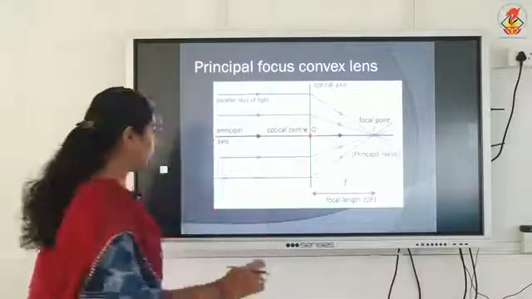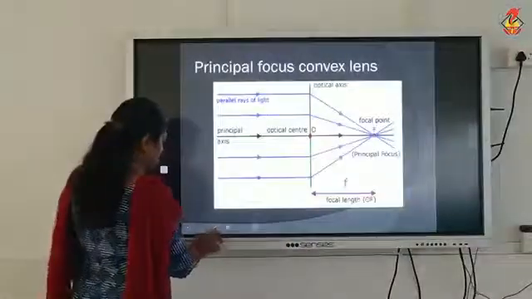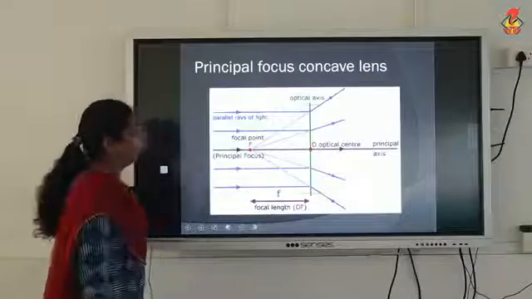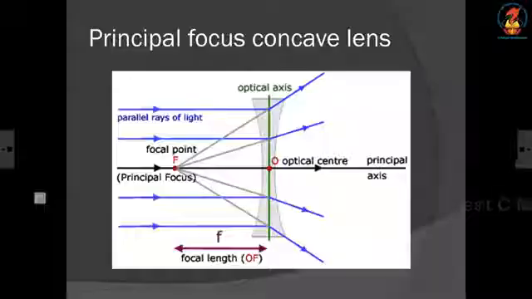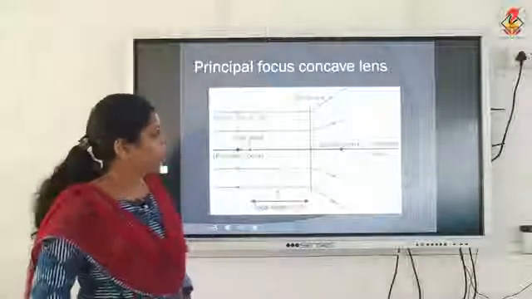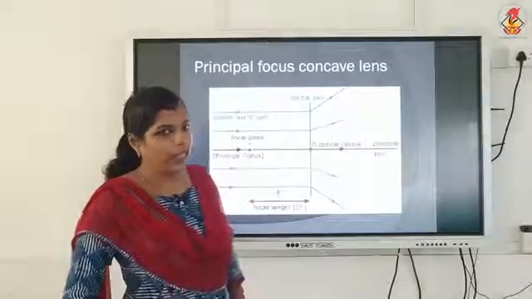Now, concave lens. Yeah, this one is a concave lens. This is the optical center. A line passing through the optical center, that is the optical axis. Now, this one is a principal axis. A straight line passing through the optic center that will pass through the two center of curvatures. That is a principal axis.